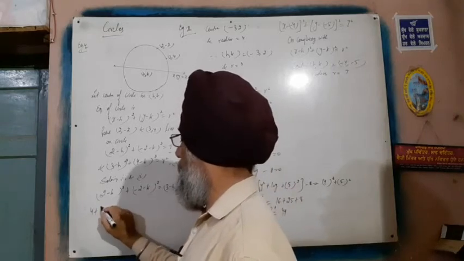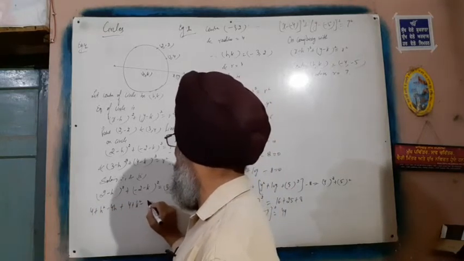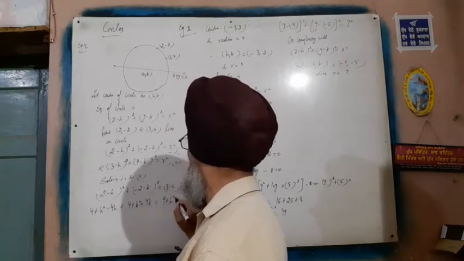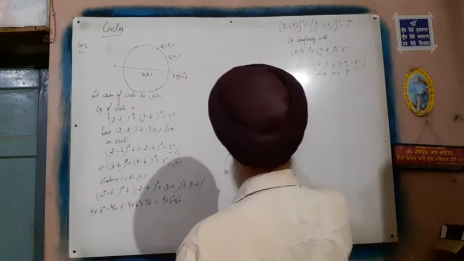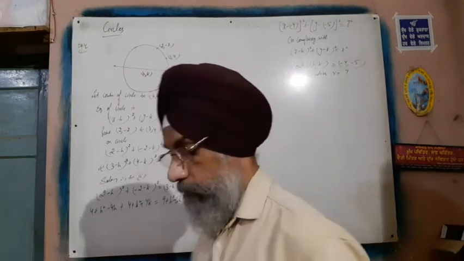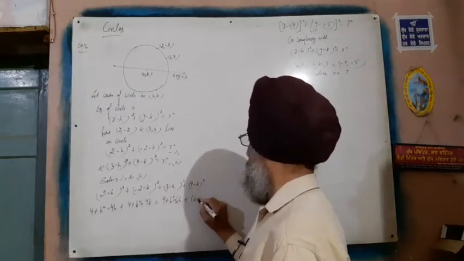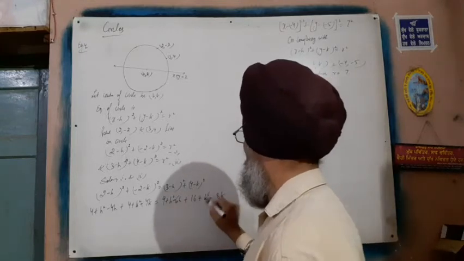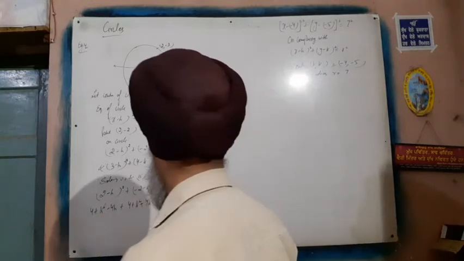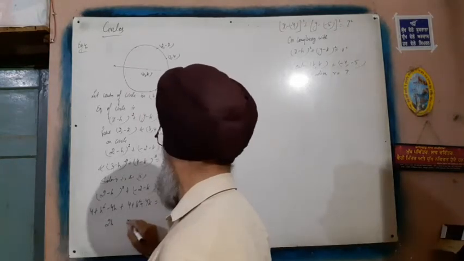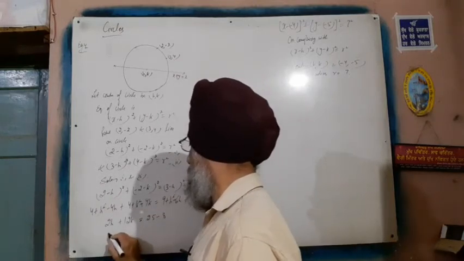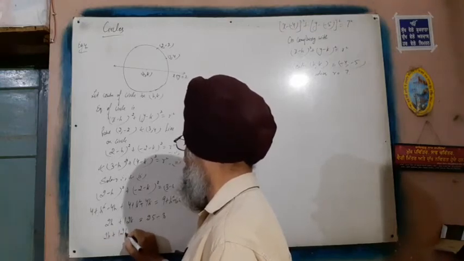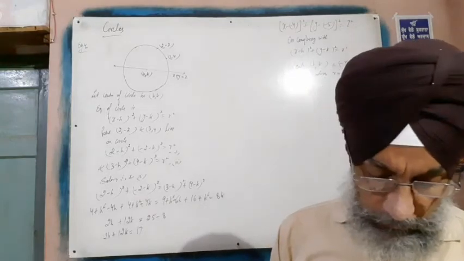Now expanding it, 4 plus h square minus 4h, 4 plus k square plus 4k, 9 plus h square minus 6h, and 16 plus k square minus 8k. k square and h square get cancelled, minus 4h plus 6h is 2h, 4k plus 8k becomes 12k, 25 minus 8, 2h plus 12k is equal to 17. That is one of the equations here.